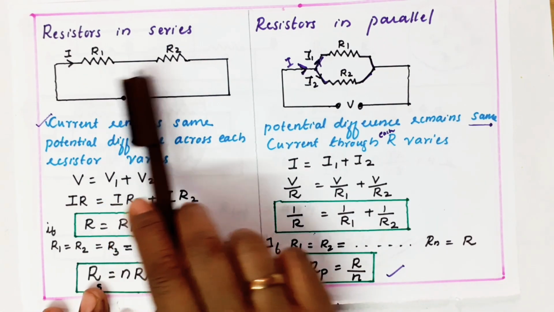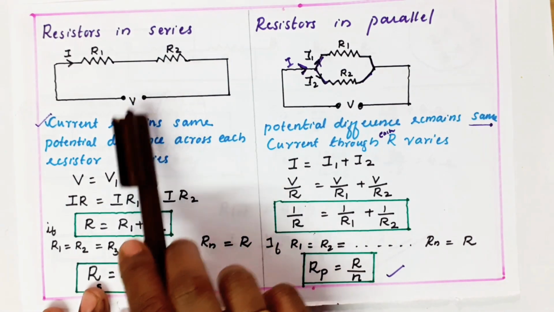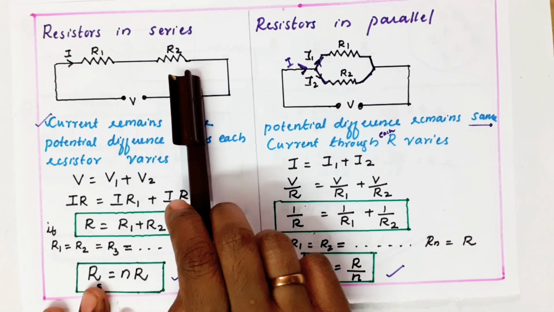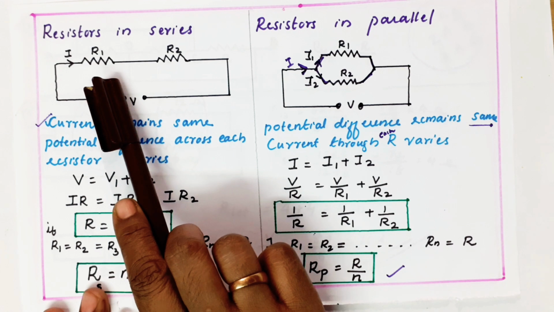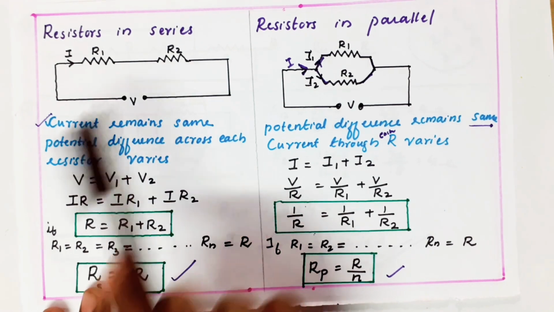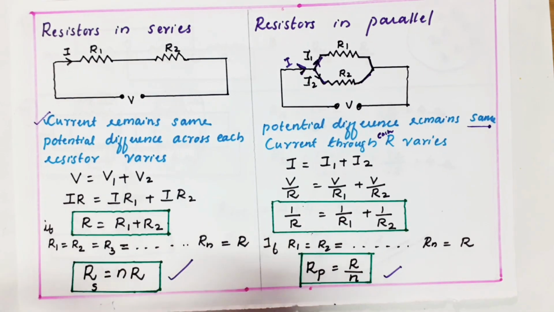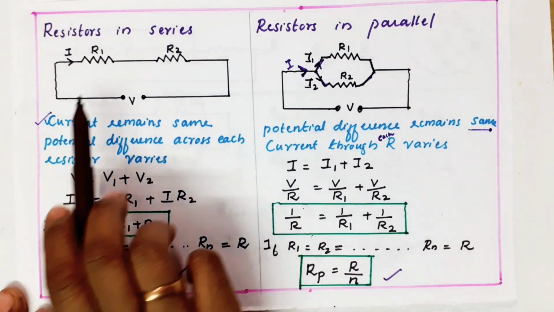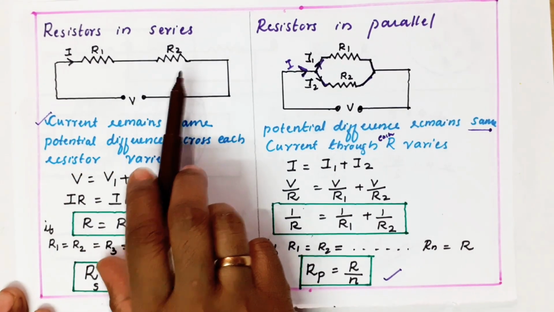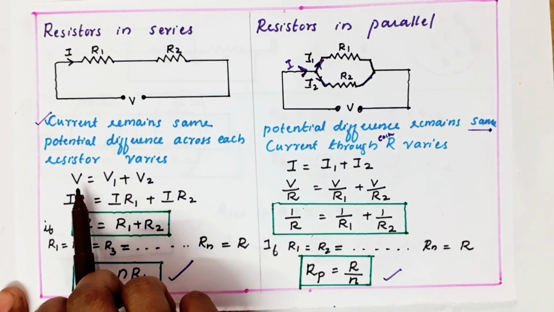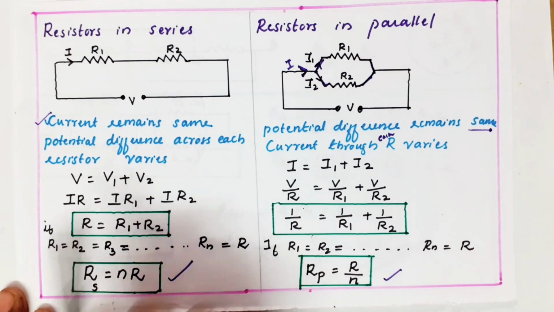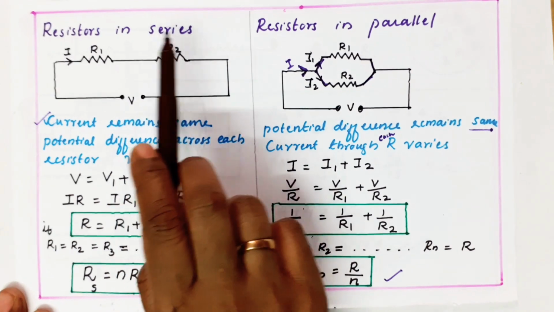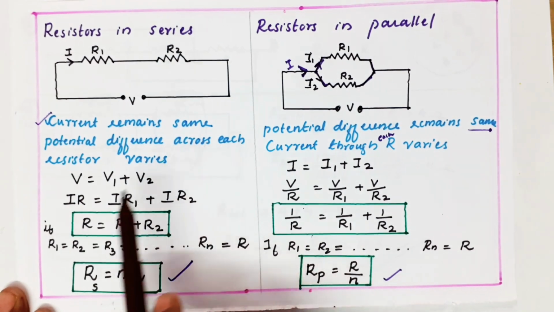See here, there are two resistors R1 and R2 connected to a voltage source V. If you connect R1 and R2 like this, the current that passes through R1 must go through R2. There is no other way to go. But if you take the voltage, the voltage across the first resistor plus the voltage across the second resistor should be equal to the total voltage. That is V equals V1 plus V2.